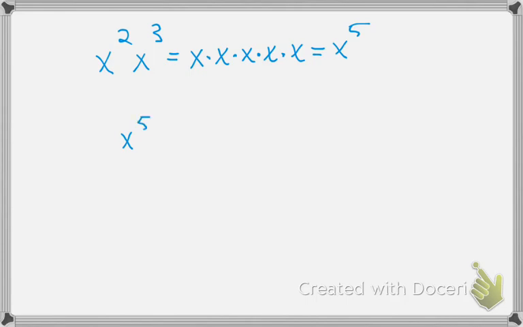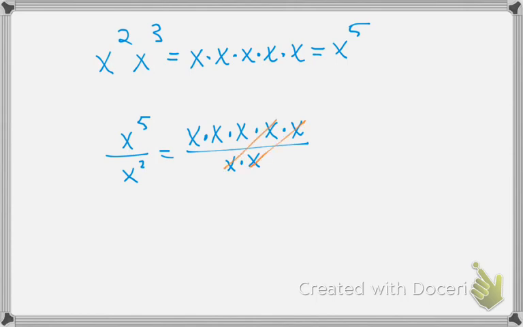Let's do x to the fifth divided by x squared. Right? So what does x to the fifth mean by definition? X times x times x times x times x. And x squared means x times x. What is anything divided by itself? 1, right? Anything goes into itself one time. So x divided by x is 1. X divided by x is 1. And what am I left with? X times x times x. And that is the definition for x to the third. You guys agree?